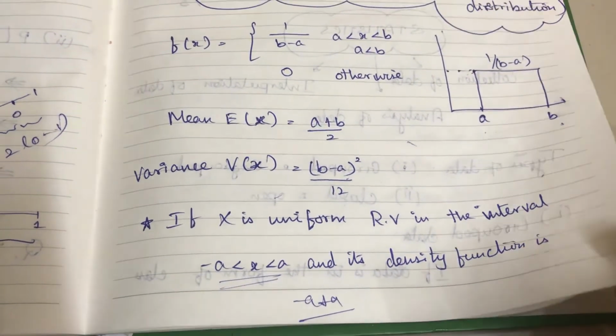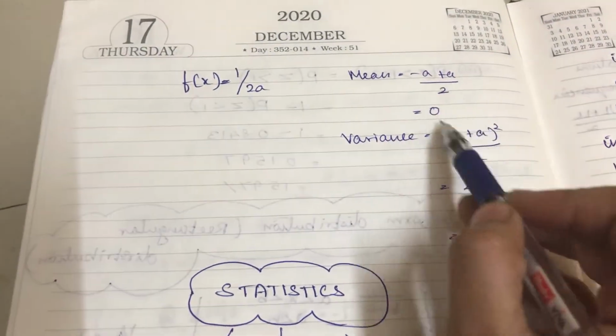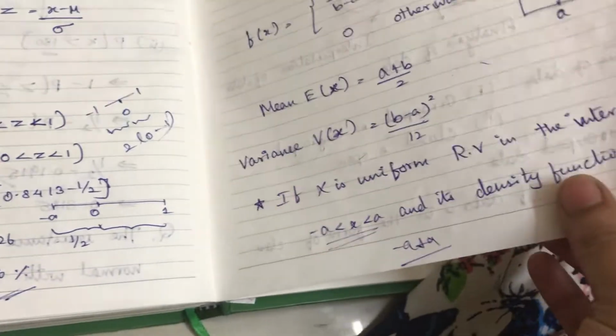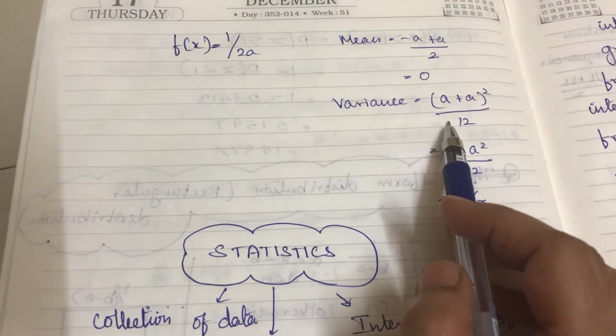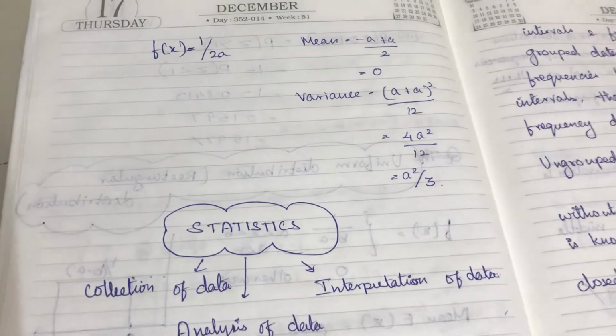And they have asked the density function actually. So you can see here mean will be 0 and they have given f of x will be equal to 1 by 2a, right? So it is 1 by 2a, and then variance will be equal to (a plus a) square by 12. So we will get the value as a square by 3.